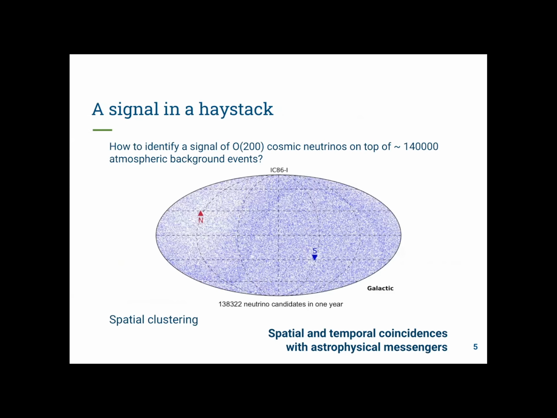So also to give you a bit of perspective of what you're looking at in IceCube, this kind of search has a huge background. That means that you are looking for more or less 200 cosmic neutrinos on top of 140,000 background events in a year. So you need to be very aggressive in trying to find a signal in this haystack of background. And you usually do this either by spatial clustering or finding spatial and temporal coincidence with astrophysical messengers. And this is what I will talk about today.